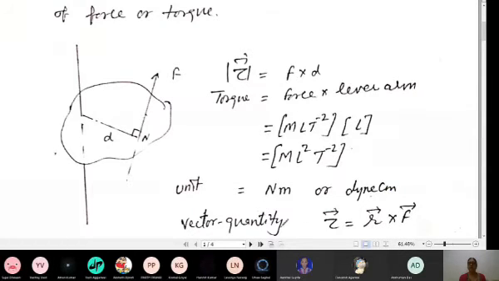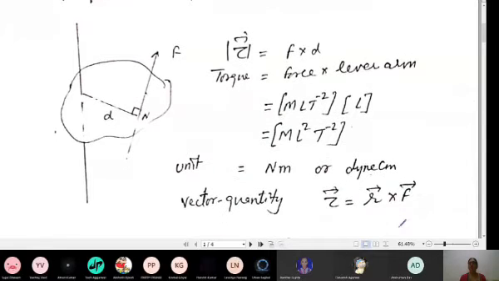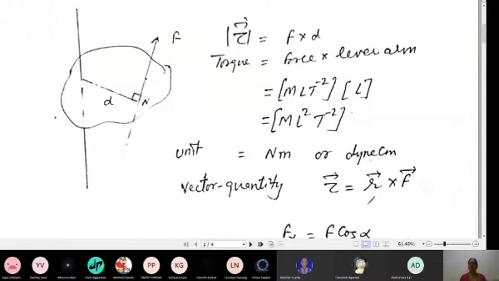Of course, as I've said, torque is a vector quantity. It is given by the product of R cross F, where R is the position vector of the point where you are applying the force. So I want to derive this formula for the torque in the vector form. This is my aim. I can say that I want to prove that torque is given by R cross F.